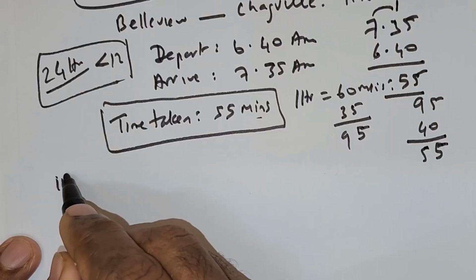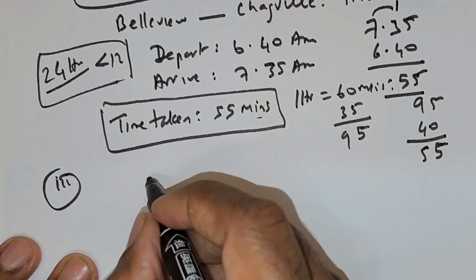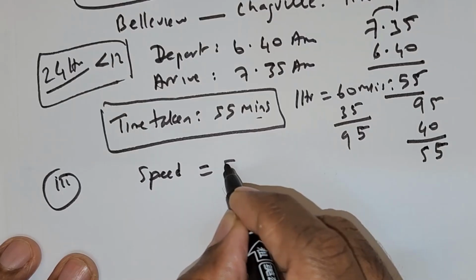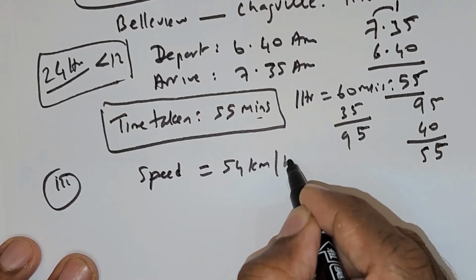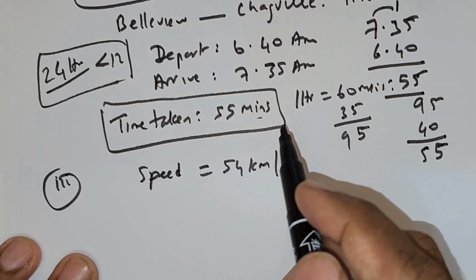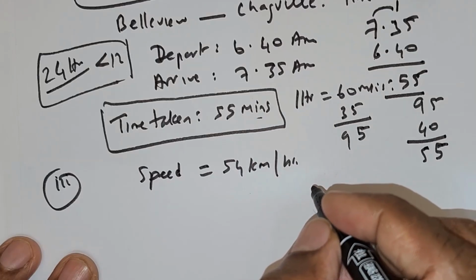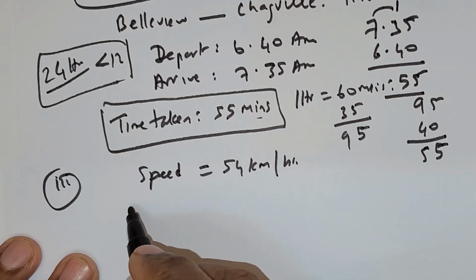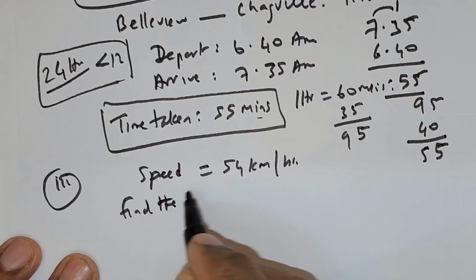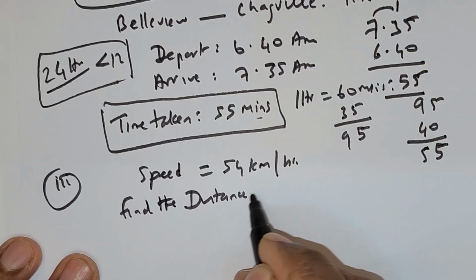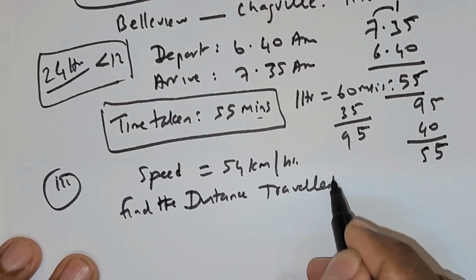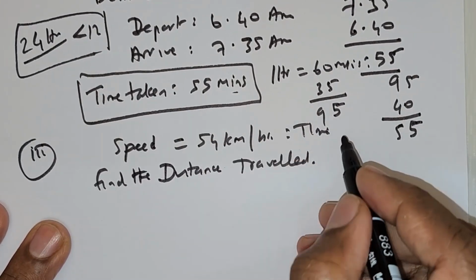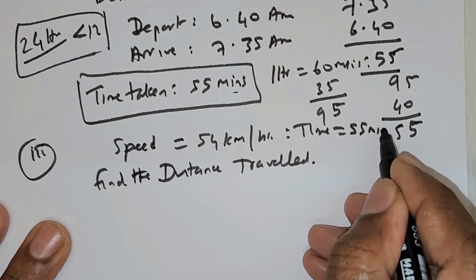Now question number 3. Let me read the question. The bus traveled at an average speed of 54 kilometers per hour from Bellevue to Chagville. Now calculate in kilometers the distance traveled. So find the distance traveled. Now we have got speed, we have also got time. Time is 55 minutes.